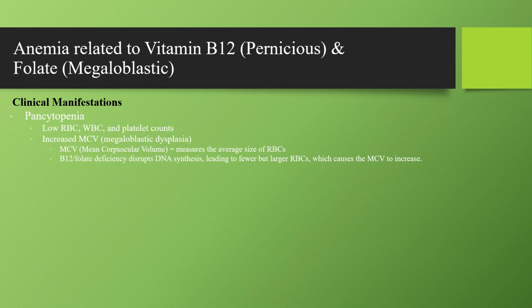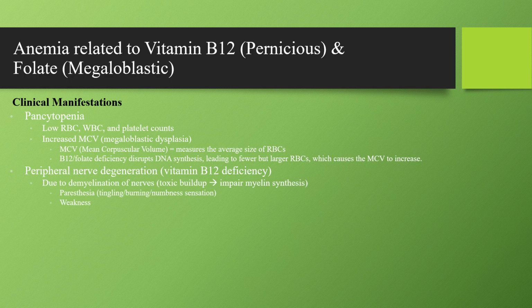pancytopenia, which is going to be low RBCs, white blood counts, and platelet counts. And we may see an increased megaloblastic dysplasia. So MCV is going to measure the average size of the red blood cells. B12 and folate deficiencies actually disrupt that DNA synthesis, and this is going to lead to fewer but larger RBCs, which causes the MCV to increase.